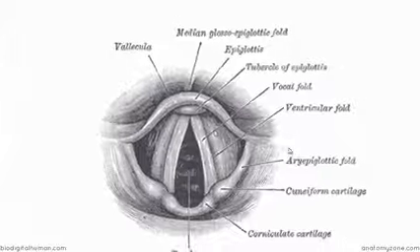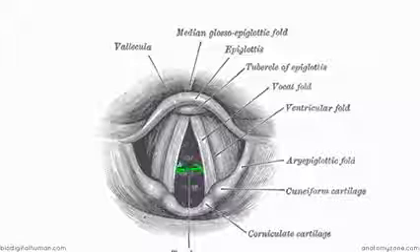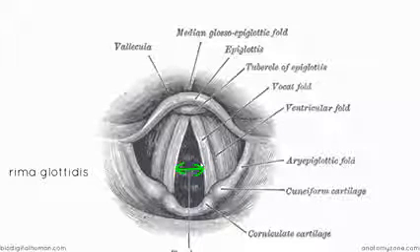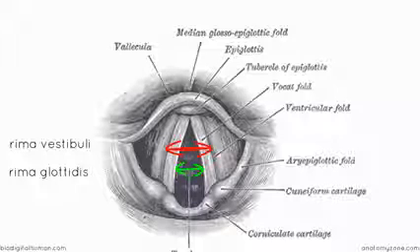So just coming back to this superior view, I just want to point out that the space between the vocal folds is called the rima glottidis, and the space between the vestibular folds is referred to as the rima vestibuli. So that's the mucosal folds and lining of the larynx. So I hope that's given you a better understanding of what the vocal folds are and how the mucosa is draped over these laryngeal structures and how the laryngeal cavity and ventricle and saccule are formed.